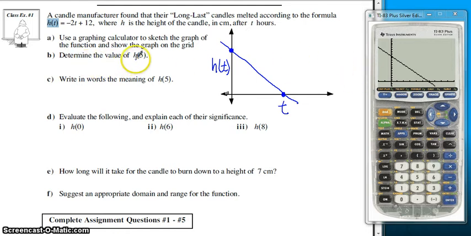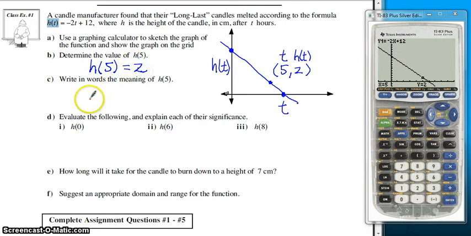Well, the question asks you to first find out h of 5. So let's trace. So go to the calculator, trace 5. So what does h of 5 mean? It means what is the value of h when x is 5, when t is 5? The answer is 2. Okay, so I have this point here. This point is 5, 2 according to my calculator. So according to my variables, it's t and h of t. Okay, and since t is 5, it's h of 5. h of 5 gives you 2.